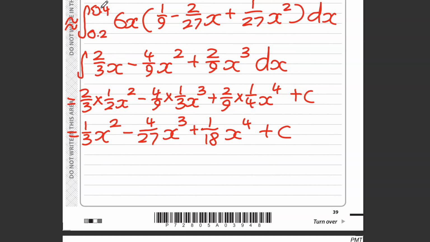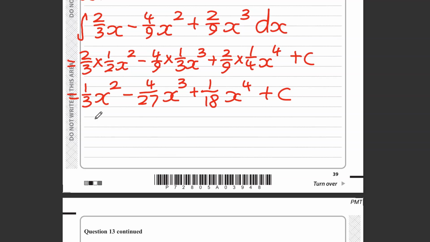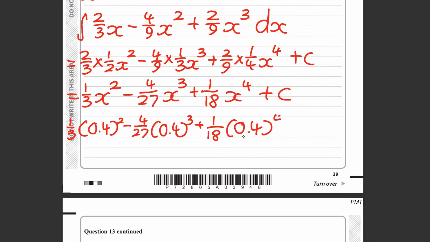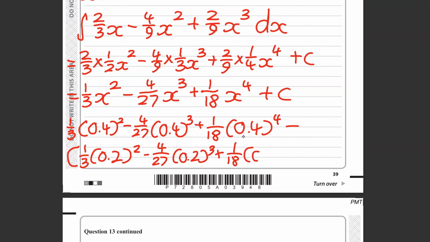So now we're going to plug in the limits of 0.4 and 0.2. So if we do this, it's going to be 1 over 3, and instead of x here, it's going to be 0.4 squared, and then minus 4 over 27 of this 0.4 to the power of 3 plus 1 over 18, 0.4 to the power of 4, and then it's going to be minus, and then we're going to sub in the 0.2, so it's going to be 1 over 3, 0.2 squared minus 4 over 27, 0.2 cubed plus 1 over 18, 0.2 to the power of 4, like this here.